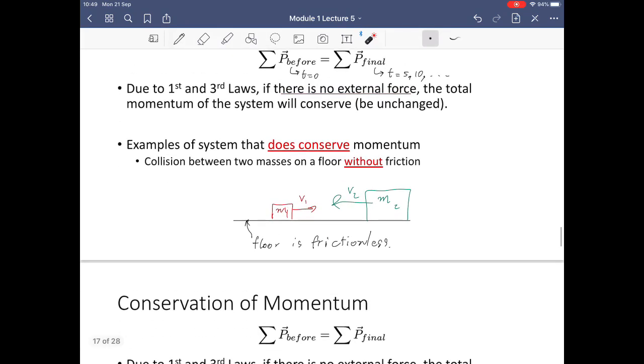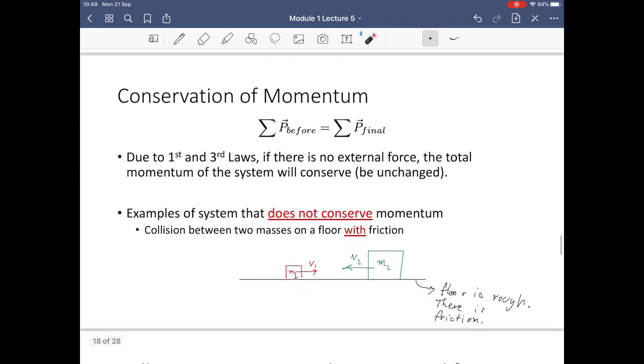Now let's move on to the next example. What happens if you have some external force? Let's consider this case. Again, you have the red mass and green mass with initial velocities v1 and v2, but now the floor is rough and there's friction. If you treat only m1 and m2 as the system, the external force here is the friction, because friction is caused by the floor, which is not part of the system. And because there's friction, this external force means the total momentum of m1 and m2 will not be constant.